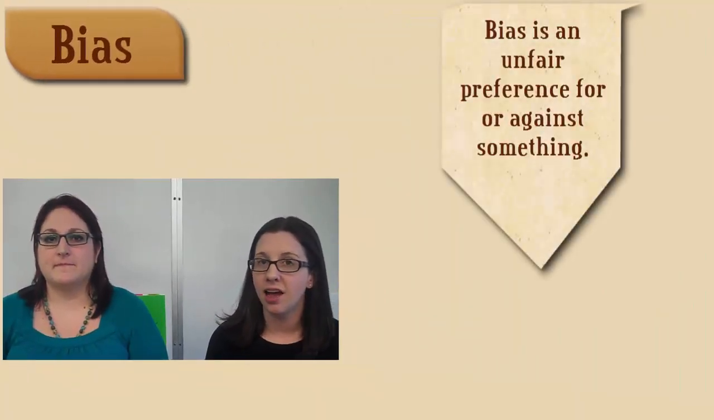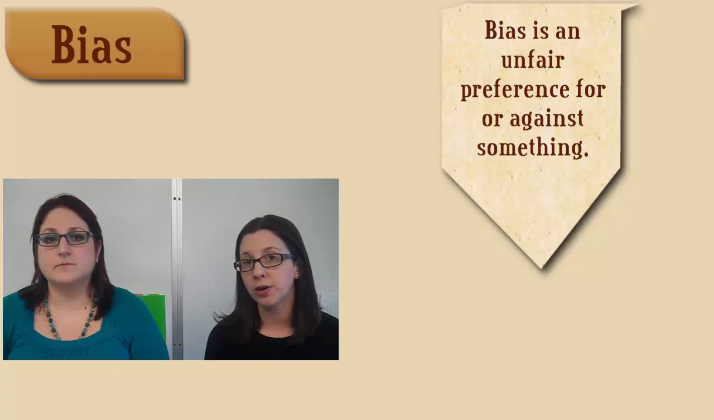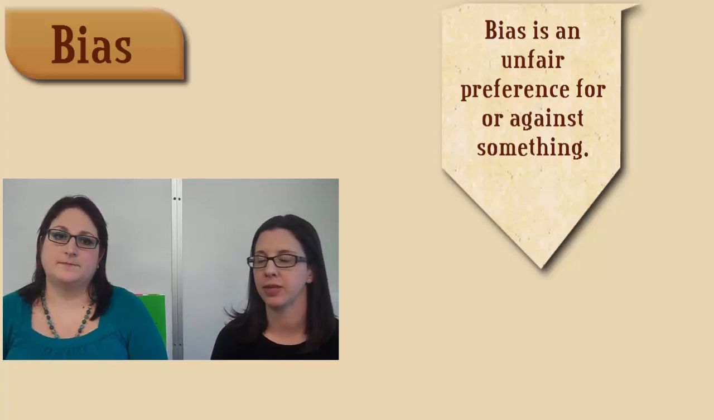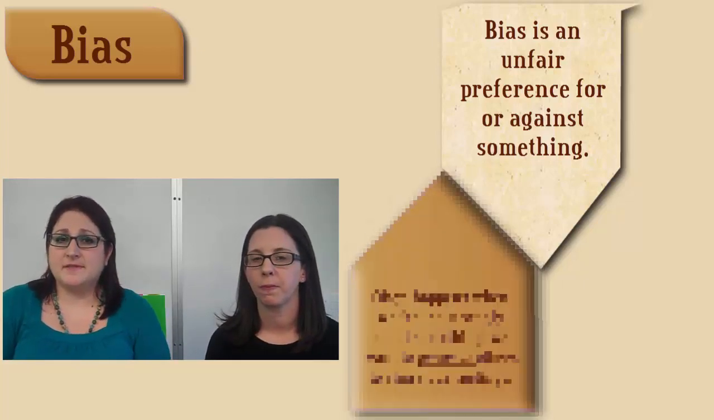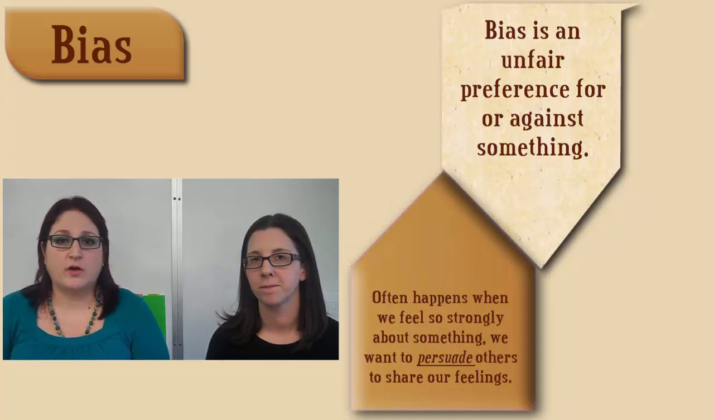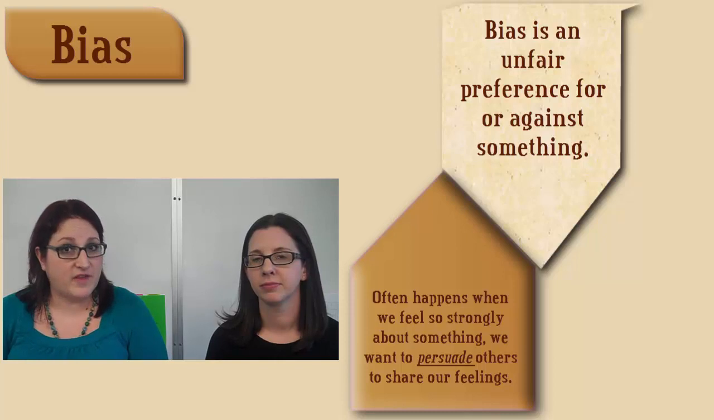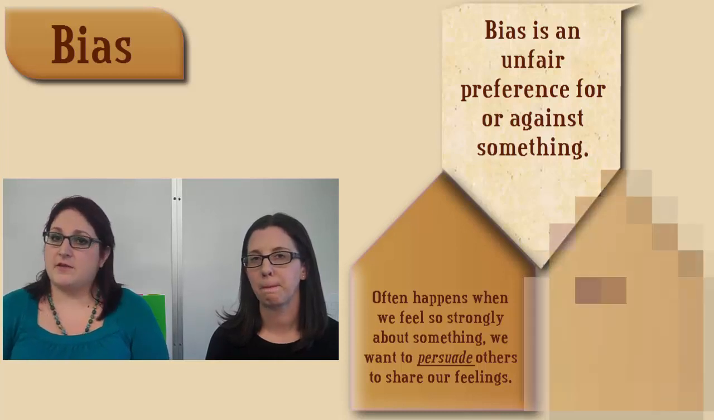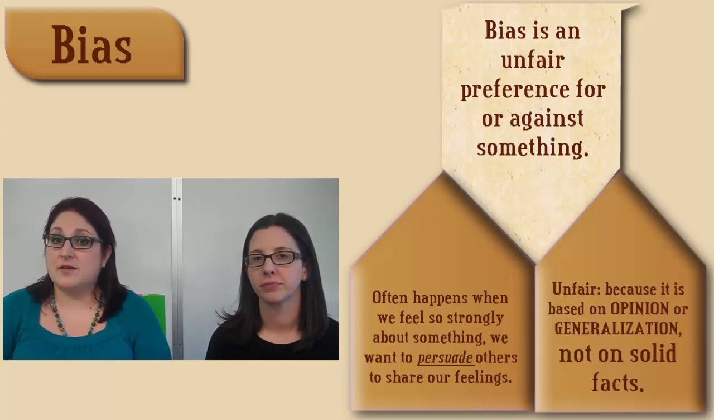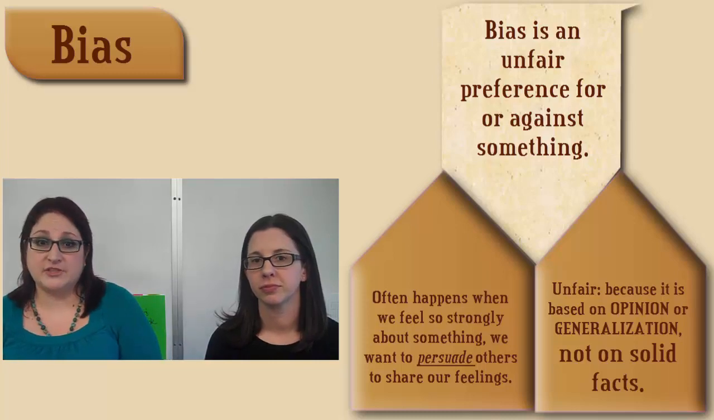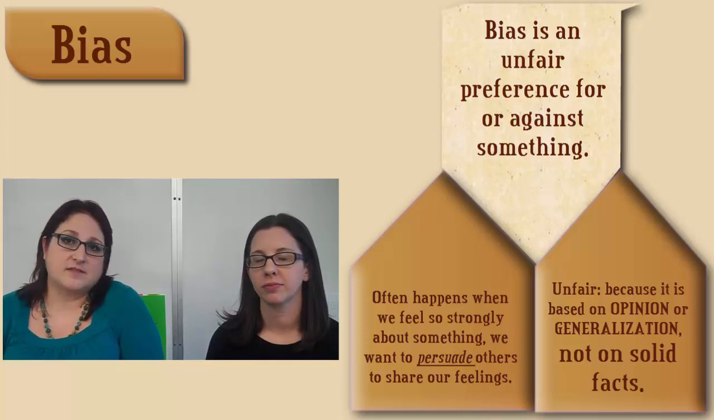Guys, today we're going to talk about understanding and identifying bias. So let's start with the definition of the term bias. Bias is an unfair preference for something or against something. Bias often happens when we feel so strongly about something we want to persuade others to share our feelings. It's considered to be unfair because it is based on an opinion or generalization, not on solid facts.